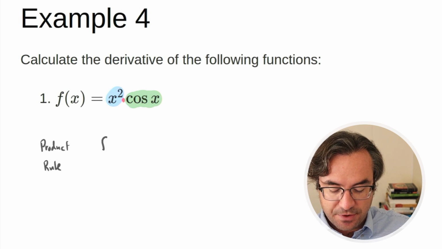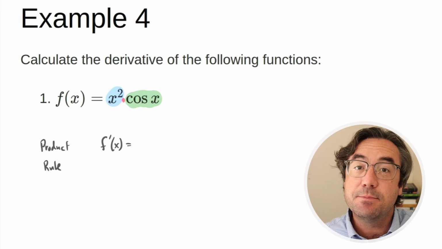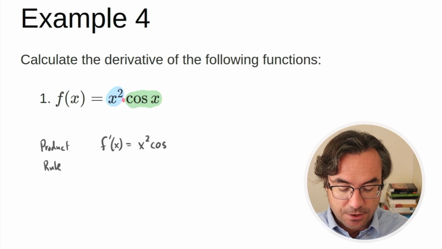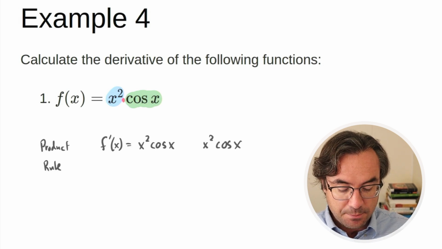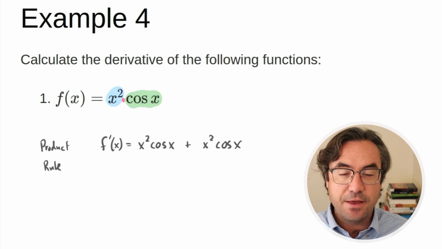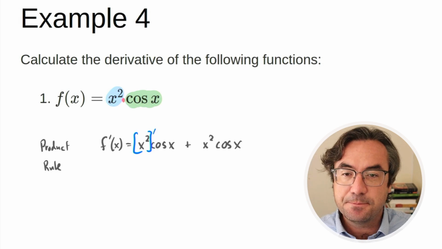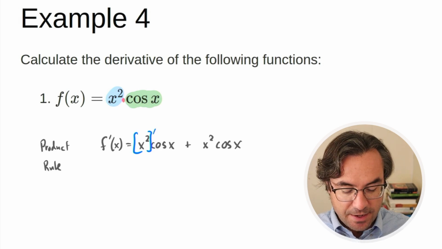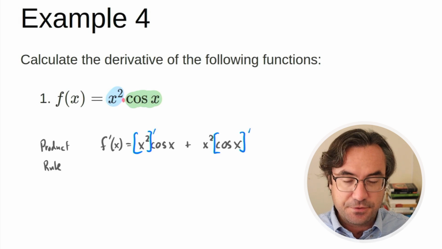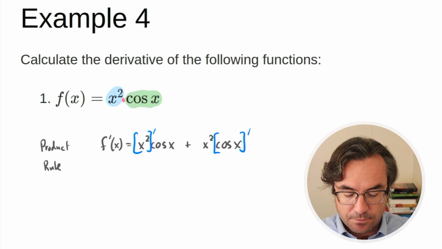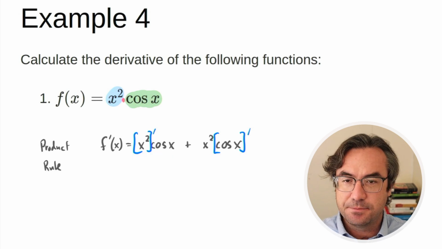So we'll call our derivative f prime of x. And let's implement the product rule. So we just write down 2 copies of our function. So x squared cosine x, x squared cosine x. Put a plus sign in the middle. And then for product rule, we apply the derivative in the first copy to the first term. And then in the second copy, we apply the derivative to the second term. And then we just finish differentiating.